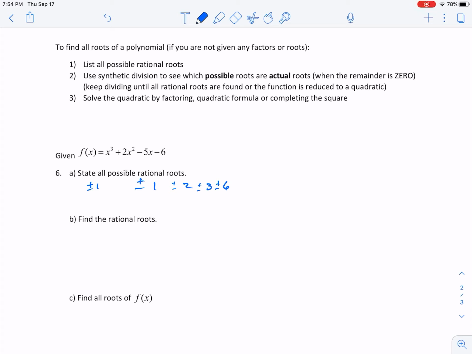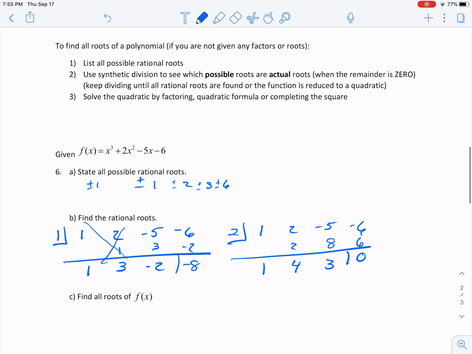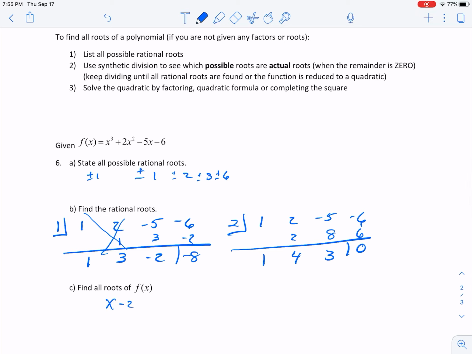All right? So what I would do is put 1 in the box. Put in 1, 2, negative 5, negative 6. Bring down the 1. That's 3. That's negative 2. Negative 8. Nope, that one didn't work. So then I'm going to try 2. 1, 2, negative 5, negative 6. Bring down the 1. 8, 3, 6. Oh, I was lucky. I found one. Okay, so one of my factors is x minus 2.